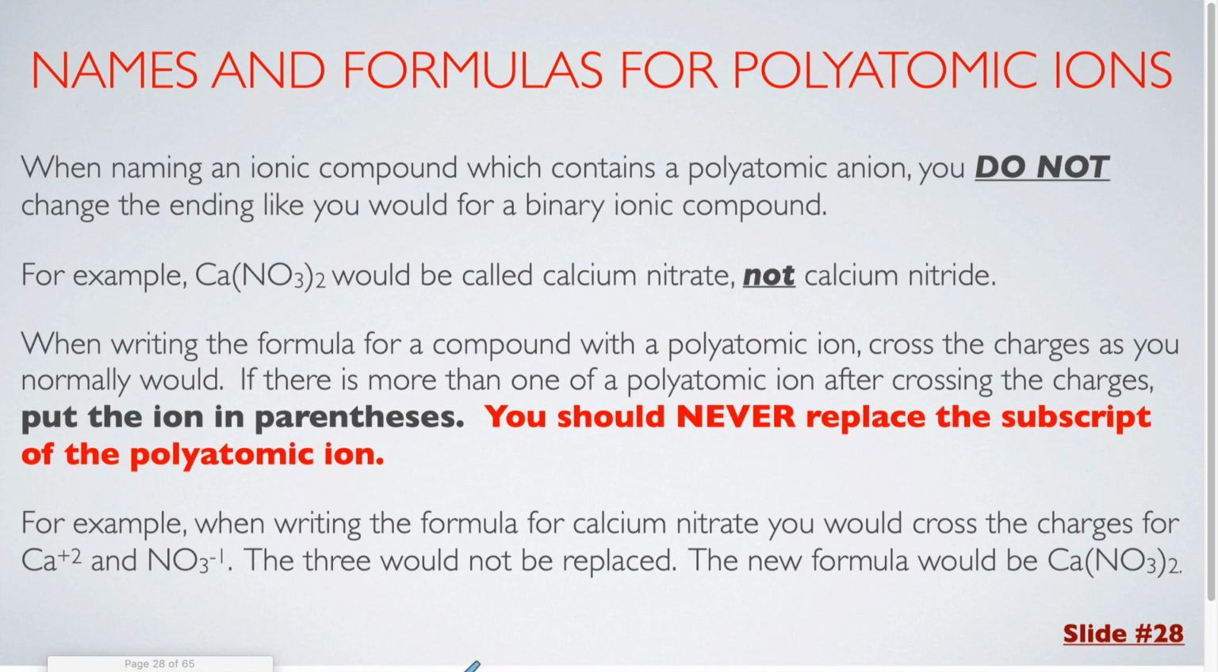For example, when writing a formula for calcium nitrate, you would cross the charges for Ca plus 2 and NO3 minus 1. The 3 in the NO3 would not be replaced. That's part of what nitrate is. It has 3 oxygens within the structure. Instead, you would put the nitrate within a set of parentheses and then show that you have 2 of the NO3s.